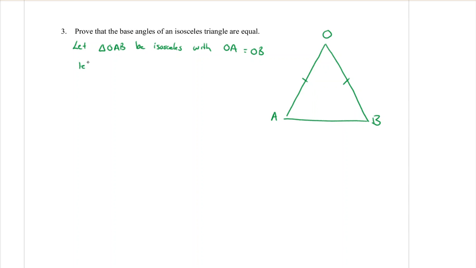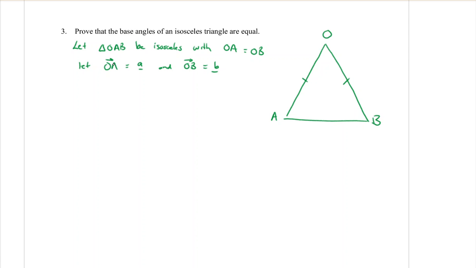Then we're going to let vector AB be equal to our little a again, and OB be equal to our little b. You mean OA? Oh yeah, sorry, thank you. I wrote the wrong thing, you're right.